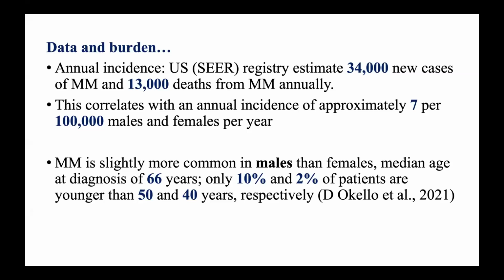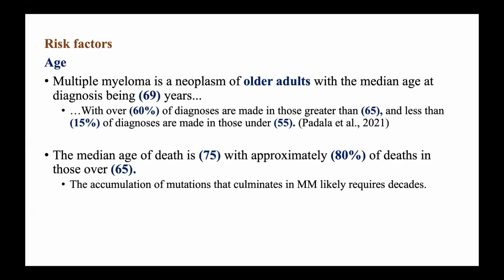But for those under 50, it is only 10%, and around 40 years, it is 2%, according to Okello and group. Looking at the risk factors, this is a neoplasm of older adults. Some studies, according to Padala and group, found the median age was 69. But basically, we now know that it is above 65 years, according to various studies conducted in various places, and deaths occur from age 75 and above.